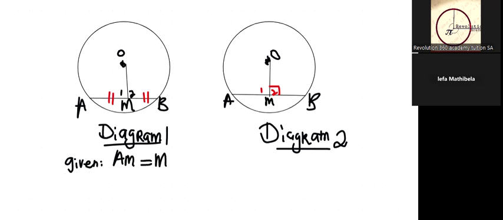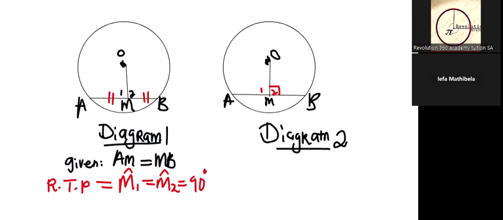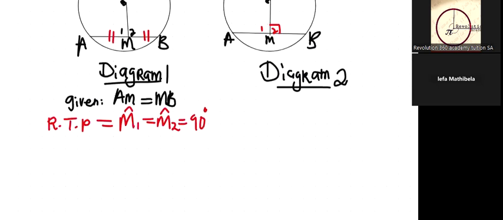It means to say your RTP, you're required to prove. RTP in maths simply means required to prove that angle M1 is equal to M2, is equal to 90 degrees. Or you're required to prove that OM is perpendicular to AB, depending on the textbook that one uses.